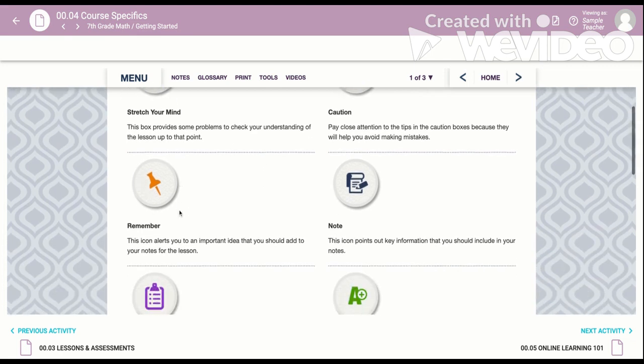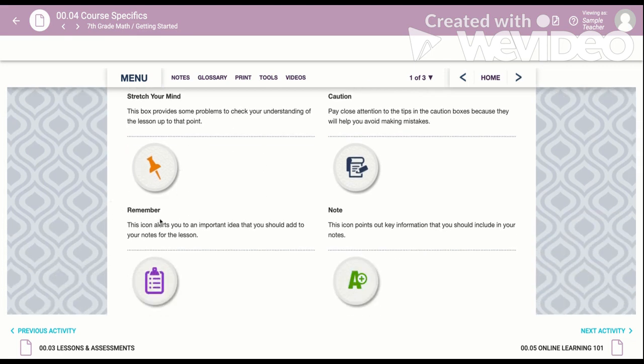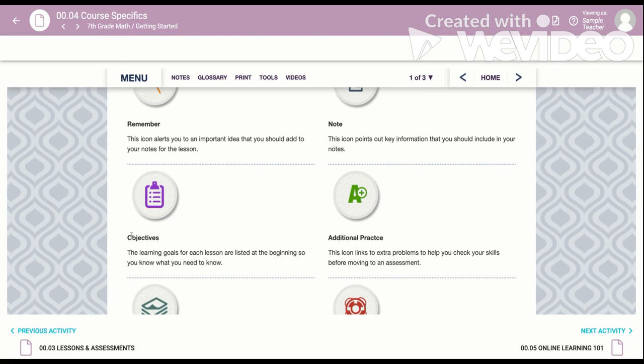If you see the little push pin, this one is remember. This icon alerts you to an important idea that you should add to your notes for the lesson. The little notepad is note. This icon points out key information that you could include or should include in your notes. The clipboard, these are the objectives. So these are the learning goals for each lesson, and they are listed at the beginning so that you know what you need to know. The A with a plus sign is additional practice. So this icon links to extra problems that will help you to check your skills before moving to an assessment.